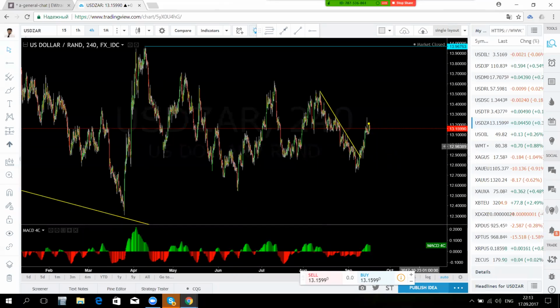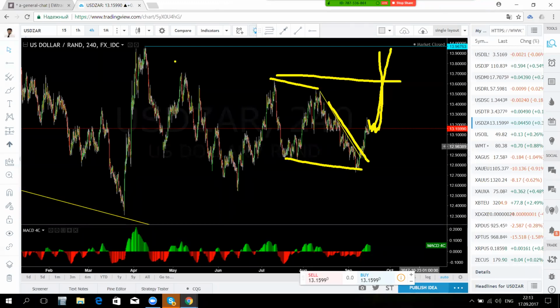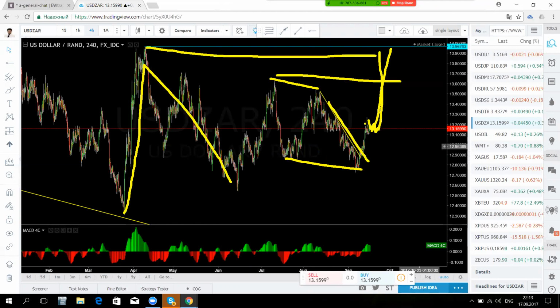They're going back up, so wait for a flag here. They actually broke this nicely to the upside, completing this one. You're going to go back up to retest this top and most likely retest that top, because this was your sharp impulse, right? This was more like a correction. This could come back to this level.